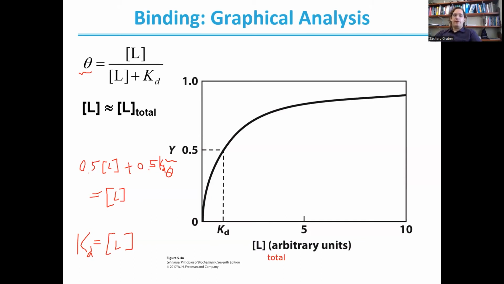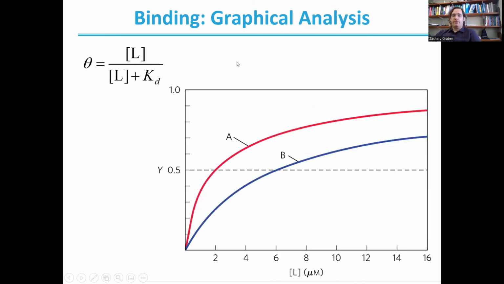So we see then that this sort of graph has multiple benefits, right? We can use it to determine how much ligand will be bound to protein at any given time, just based on our ligand concentration. If we don't know what our KD is, we can also use it to determine our KD. As long as we know what fraction of protein has ligand bound, we can just measure the ligand concentration where we have 50% bound, and that would give us our KD.